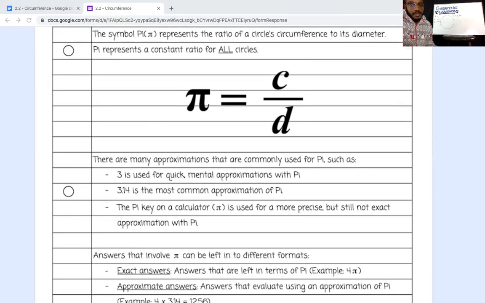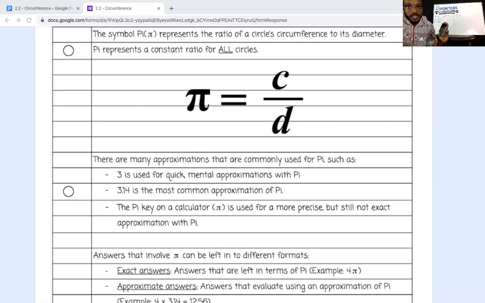There are many approximations that are commonly used for pi. When you're using a quick mental approximation, you can just use pi is equal to 3. The most common approximation is going to be 3.14. Make sure you're writing this down in your notes so that you don't get mixed up later. And the pi key on a calculator is going to be way more approximate than anything else. Still not exact, but it's going to be a lot closer.